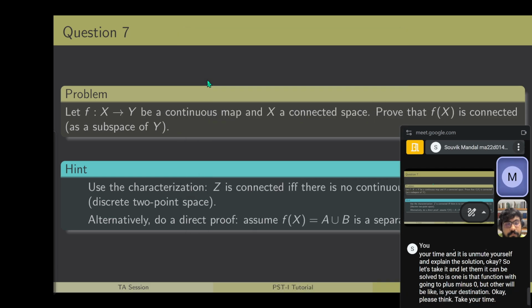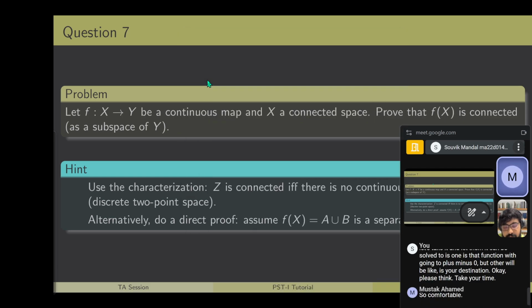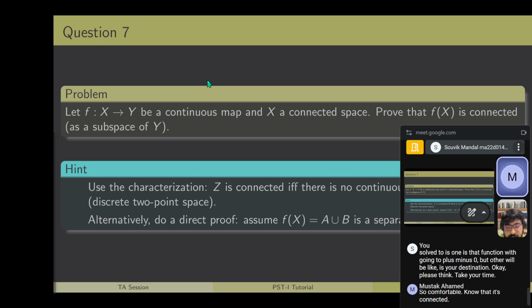So first of all, we are given that f is a continuous function, and another is that X is a connected topological space. Suppose you take the image, where the image Z is equal to f of X, the image of X in Y.